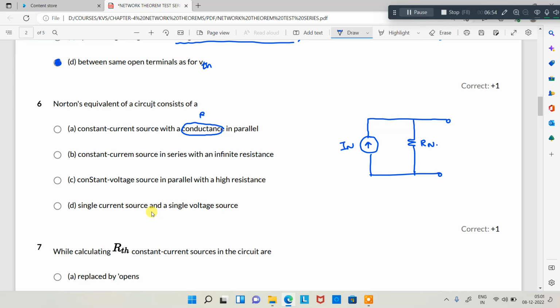Okay, you can take it as a resistance also. Resistance in parallel. Okay, coming to here, current source in series with the infinite resistance, no. Current source in parallel with constant voltage source in parallel with the high resistance, no. Single current source and single voltage source, no. Option A is the correct option.